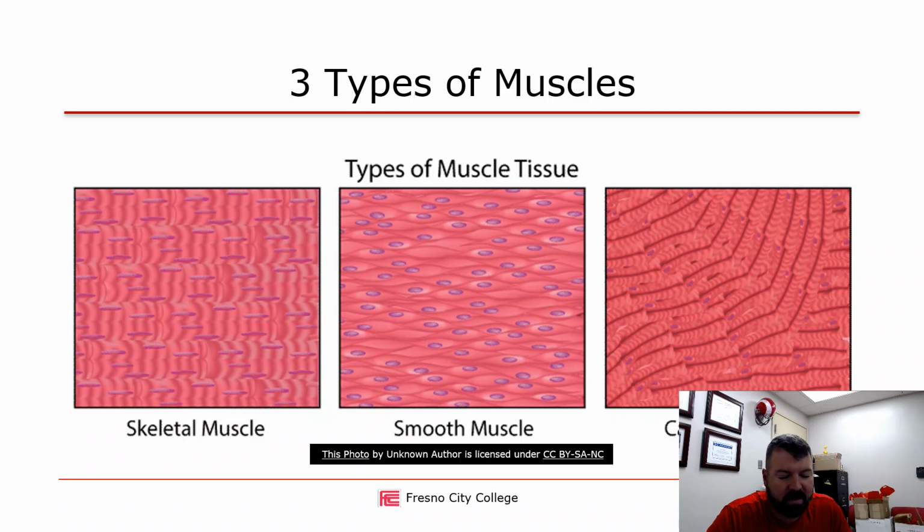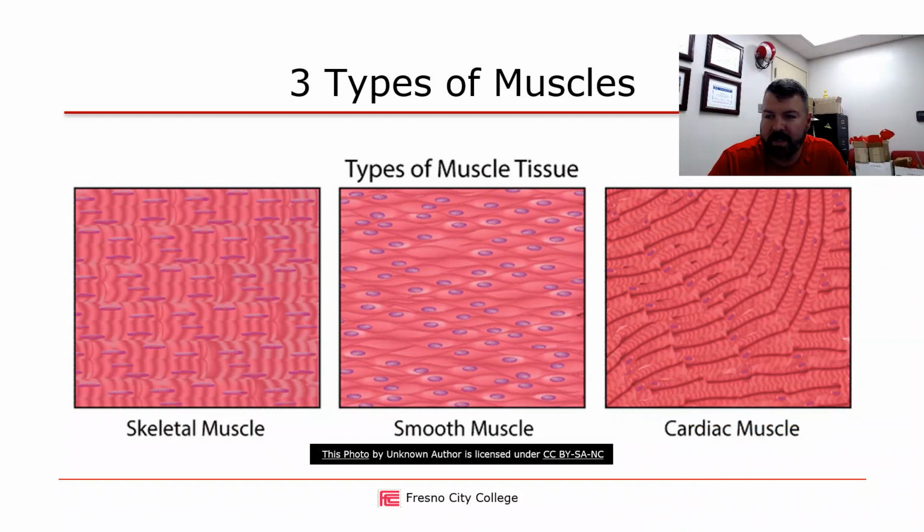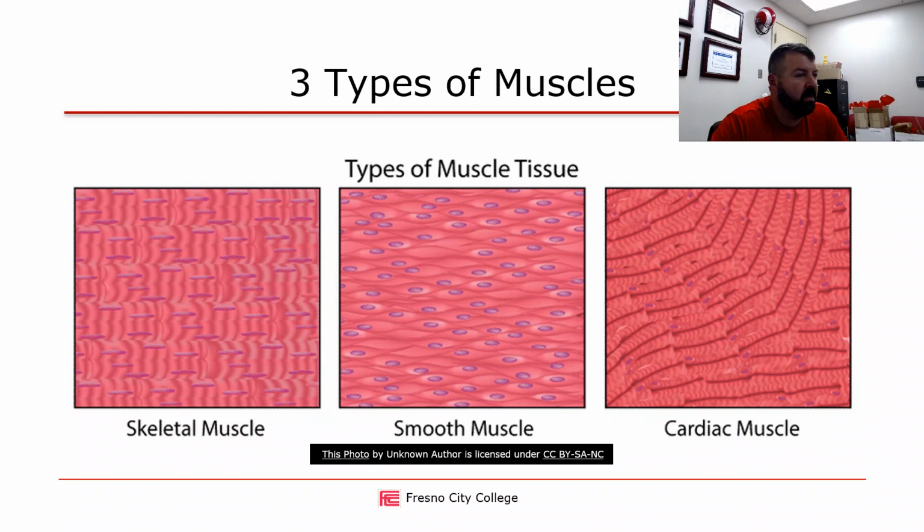So 3 different muscle types we're going to go over really briefly, because my screen is not in the right spot. Hopefully that's a little better. The 3 types are going to be skeletal predominantly. We're also going to talk briefly on smooth muscle and cardiac.